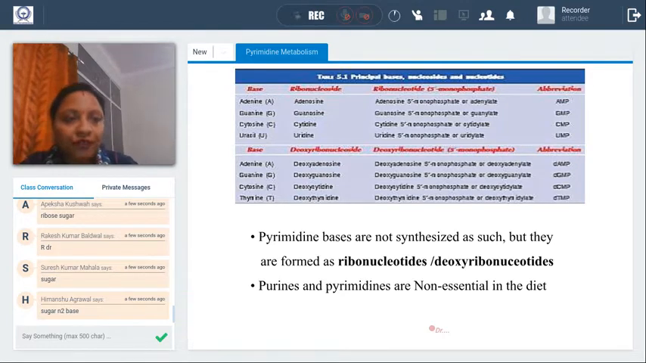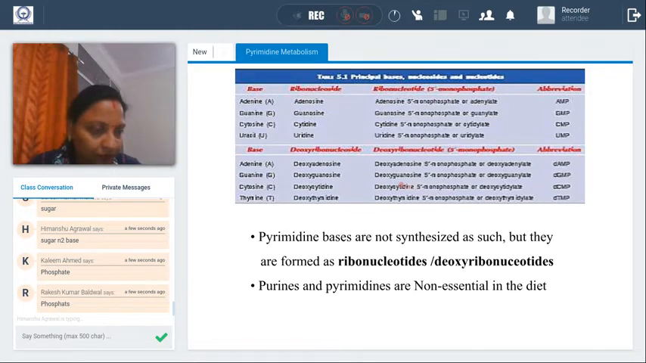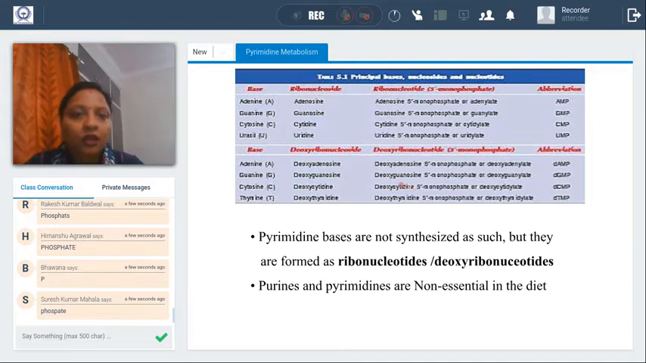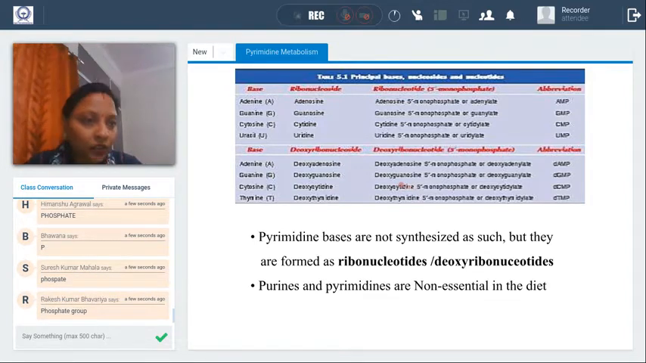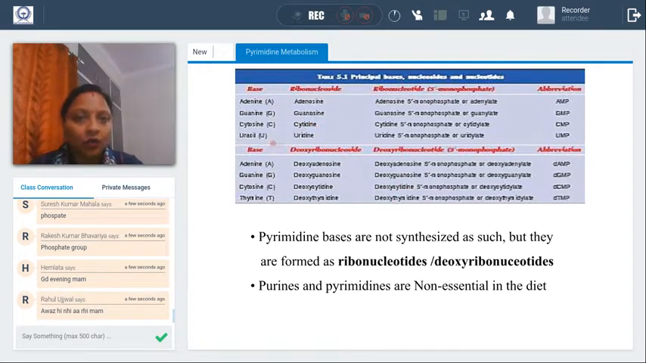What is the difference between nucleosides and nucleotides? Please write in the box difference between nucleosides and nucleotides. Nucleosides comprise only sugar plus nitrogen bases, and nucleotides are sugar plus nitrogen bases plus phosphates. I think you all know about the whole structure of DNA and RNA, their ribonucleotides, their deoxyribonucleosides and deoxyribonucleotides.